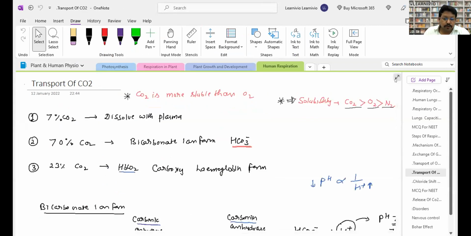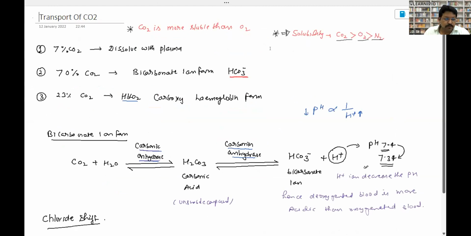Come to the transport of CO2. This is a very complex process, a bit complex, not too much complex. Look, first please note down the data. You'll get the question from here.